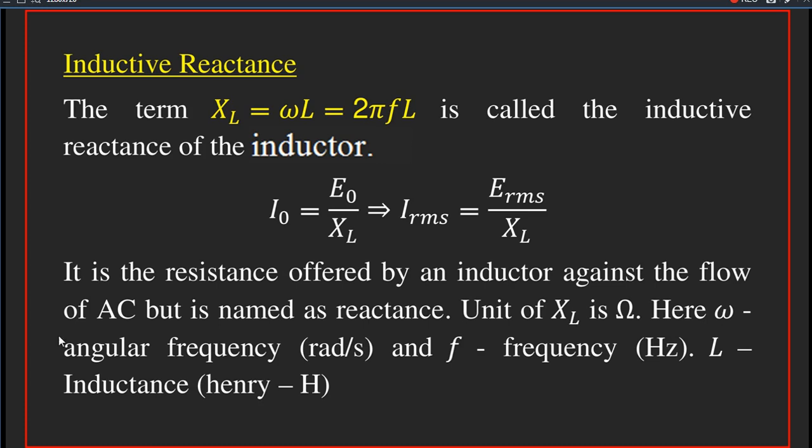If the inductive reactance is very high, it means that the current will be very low, and the unit of XL is ohm, and the unit of L is Henry. It is measured in Henry.